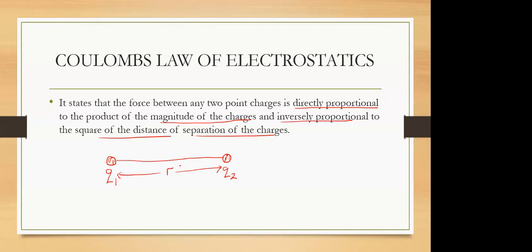Coulomb told us that in order to obtain the force between these two point charges, you multiply the two charges. A product means multiplication. So we shall say that force is directly proportional to the product of the charges, charge one and charge two, and inversely proportional, so I divide by my distance, which we are calling R, everything squared. And this is what we call Coulomb's law of electrostatics.